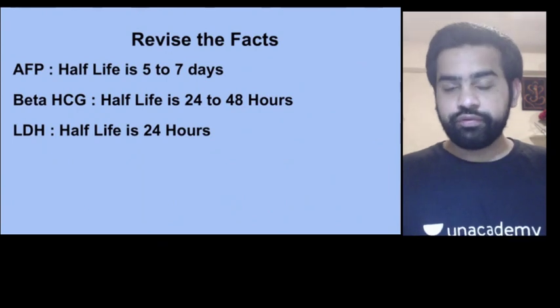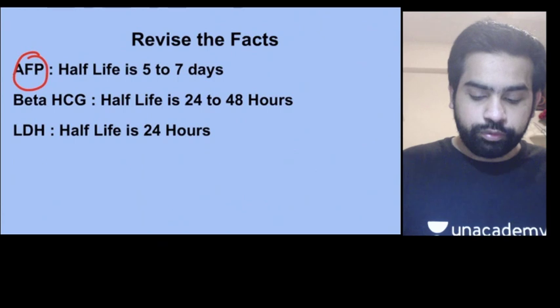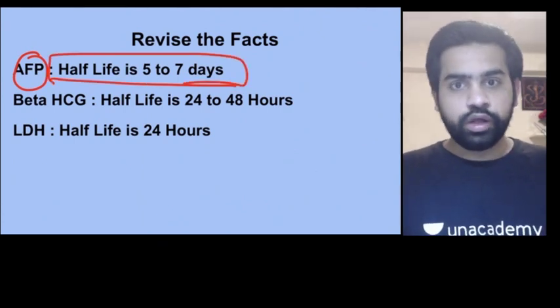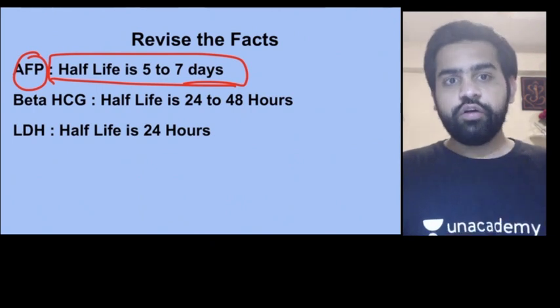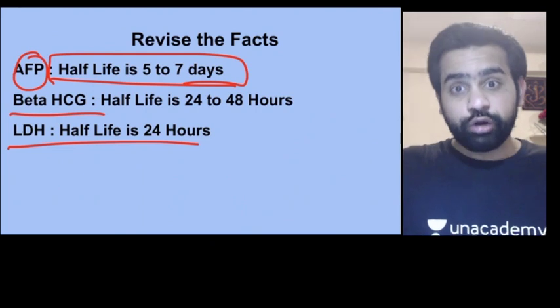Now let us revise another fact. I did tell you that we will have to wait for 3 to 4 times the half-life. As you can see, the alpha fetoprotein half-life is 5 to 7 days. So what is 3 to 4 times of this? It is around 3 to 4 weeks. So you'll have to wait for 3 to 4 weeks for this alpha fetoprotein, beta HCG and the LDH to die down to the normal level.